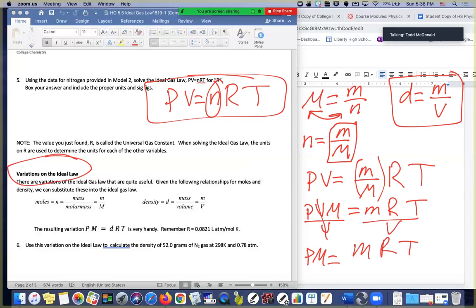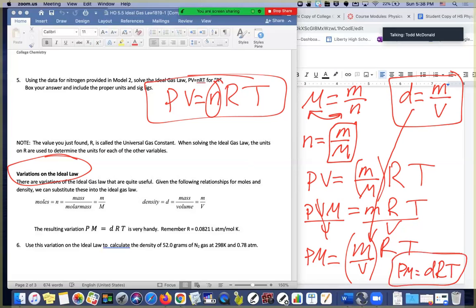mRT divided by V. Now, you should know this from math class, but I can just pull out m over V. So if I treat it like I'm just dividing mass, it really is the same thing. If you don't believe me, talk to your math teachers. But look back at what mass over volume is. It's equal to density. So we have a new equation here that I can rearrange: PM is equal to DRT.